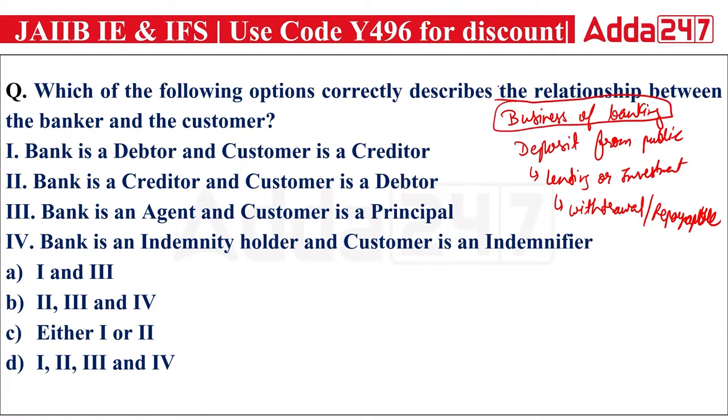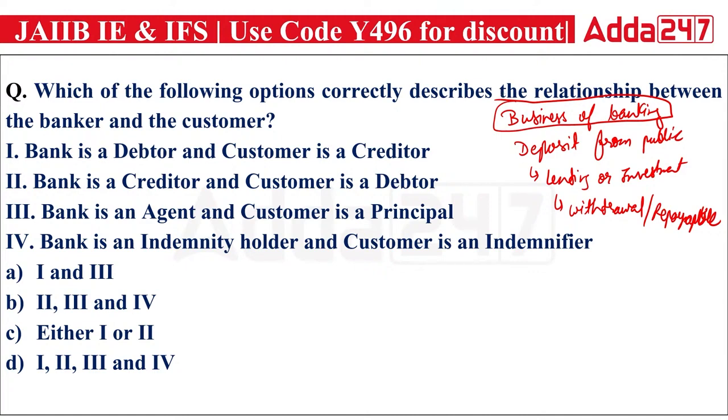But when it comes to the business of banking, this is not the only function that the bank performs. Banking performs all the other functions also, right? All the other services are also provided by the bank. So when we talk about business of banking, the bank provides other services also, that is defined under Section 6 of your Banking Regulation Act.